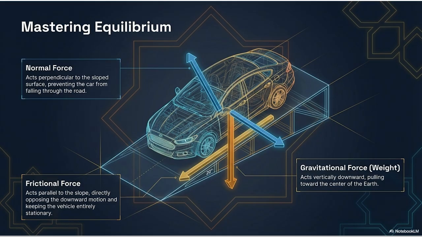The savior. Exactly. Gravity wants to pull the car down the 20-degree incline. The normal force is just holding it up from falling through. But friction is the vector acting perfectly parallel to the slope, pointing up the hill. It is directly opposing the downward motion and keeping the vehicle entirely stationary.